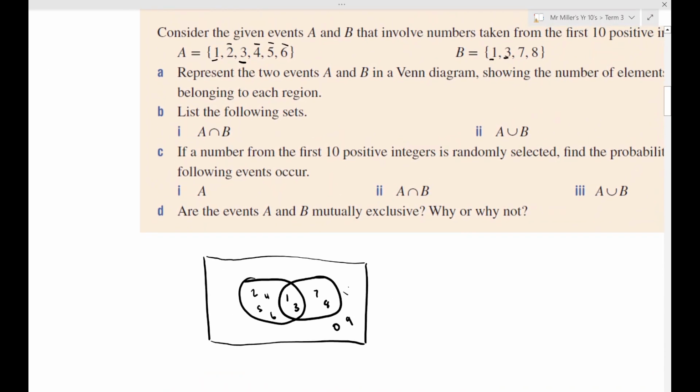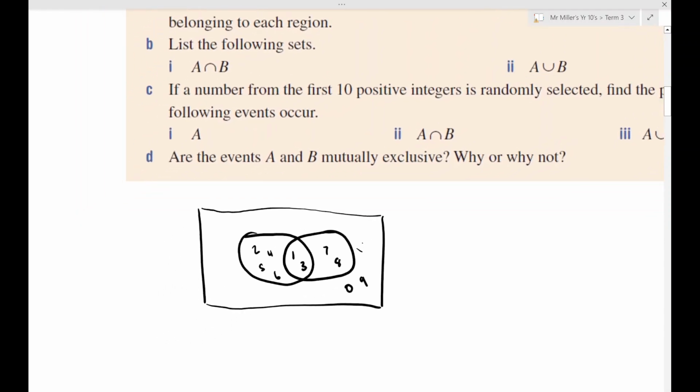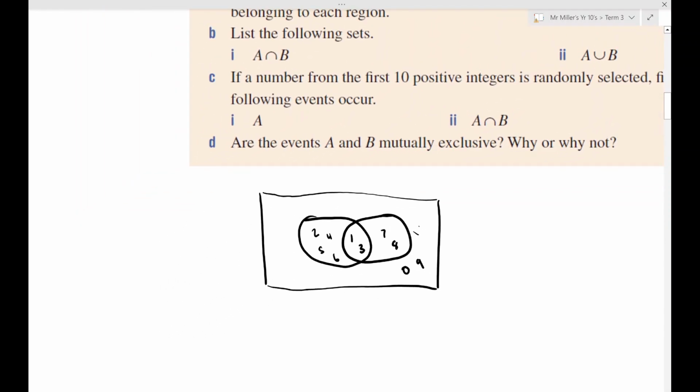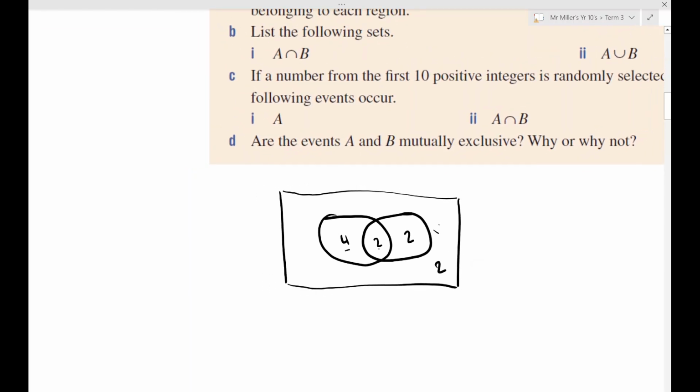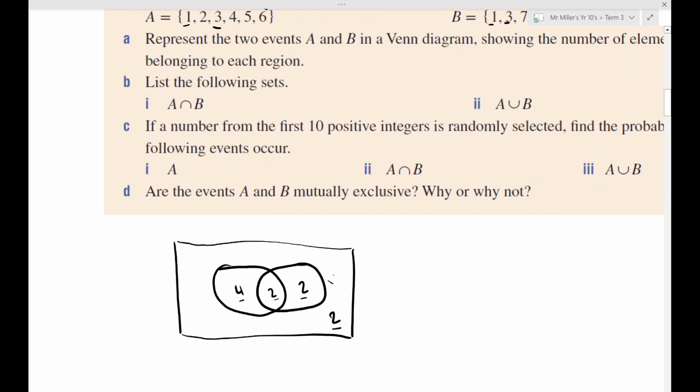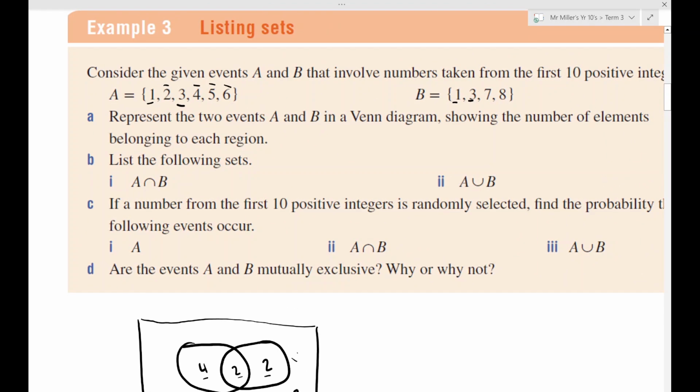It does say in this question, showing the number of elements belonging to each region, so you probably could have gotten away with saying, well, there's 4 elements in this region over here, so I'm just going to put 4 there. There's 2 elements in this region here, I'll put 2. There's 2 elements over here, 2 elements down here. 4 plus 2 is 6, plus 2 plus 2, that's 10. So a total of 10 numbers spread out between these sets as visualized here. So now we're just representing how many numbers are in each of these regions. But anyways, that's the Venn diagram done.